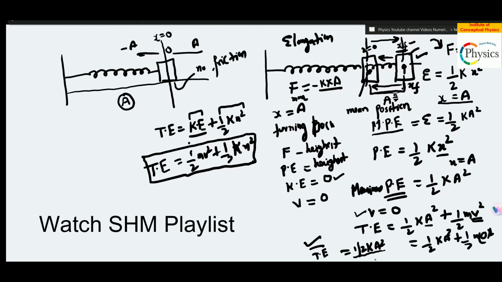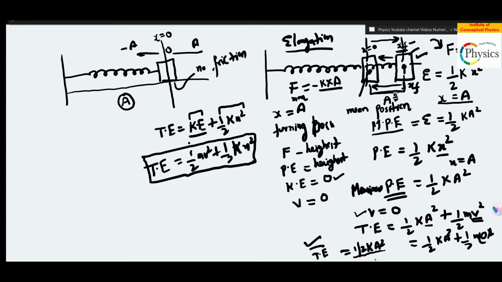You can see my playlist on simple harmonic motion. It explains all types of simple harmonic motions beautifully. Go through each video to get a good grasp on simple harmonic motion. If you understand work power energy, and if you understand simple harmonic motion well, combine these two and you should be able to solve a lot of SHM and work power energy questions pretty smoothly. I hope this elongation part was clear to you.